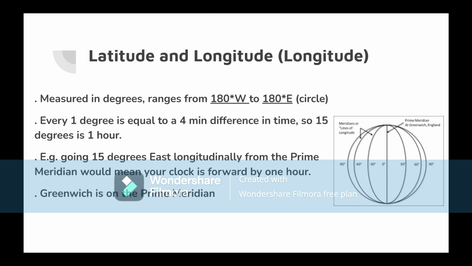Every 1 degree you go on longitude means a difference of 4 minutes in your local time. So let's say I'm in London, right on the prime meridian. That's 0 degrees for me, so I'm at GMT, the universal time. And then I go 1 degree west. That means I have to take my clock back 4 minutes.